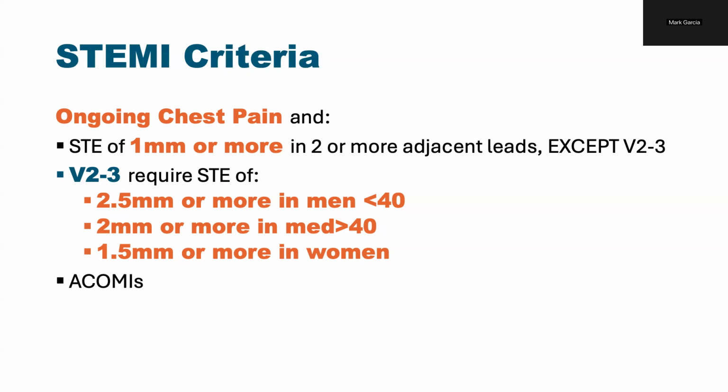Okay. There are such things called ACOMIs, which are acute coronary occlusion MIs, which don't necessarily fit the criteria for STEMI, but they're essentially STEMI equivalents, and we'll go through those in part two. They include a left bundle branch block in patients who are hemodynamically unstable, or left bundle branch block in patients who are hemodynamically stable but with a positive modified Sgarbossa criteria. The third one is a posterior infarct, and the fourth one is De Winter T-waves. But we'll go through those in subsequent videos.